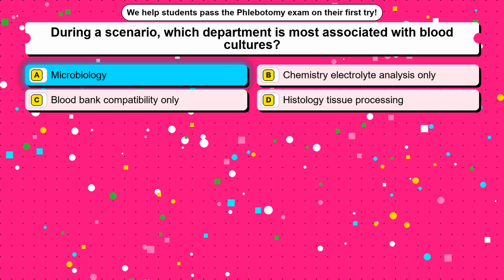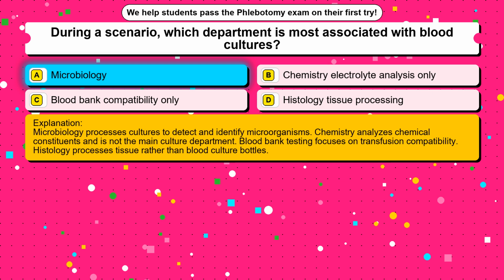The correct answer is option A. Microbiology. Microbiology processes cultures to detect and identify microorganisms. Chemistry analyzes chemical constituents and is not the main culture department. Blood bank testing focuses on transfusion compatibility. Histology processes tissue rather than blood culture bottles.